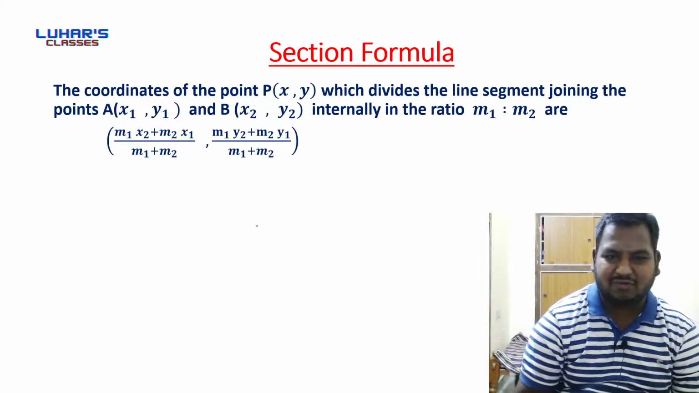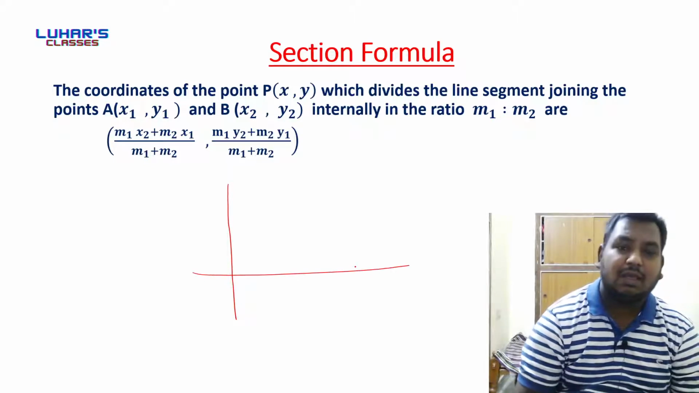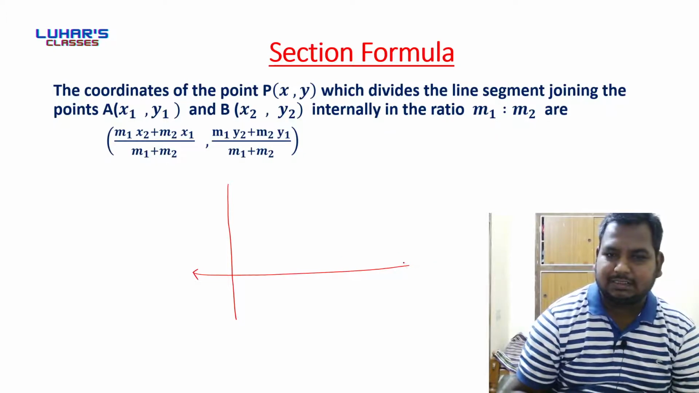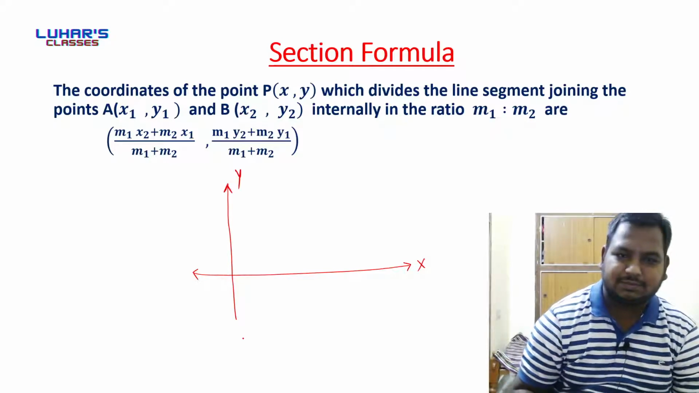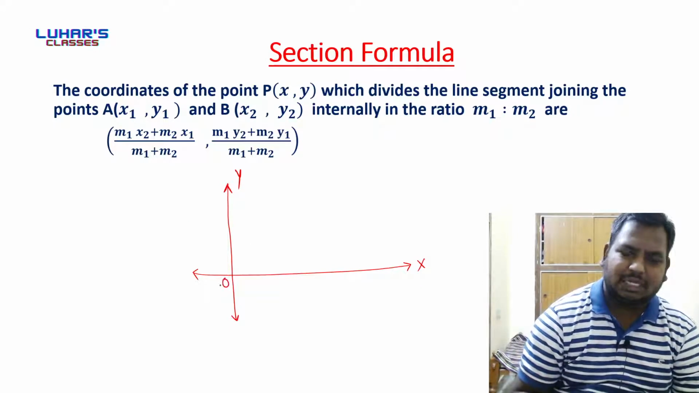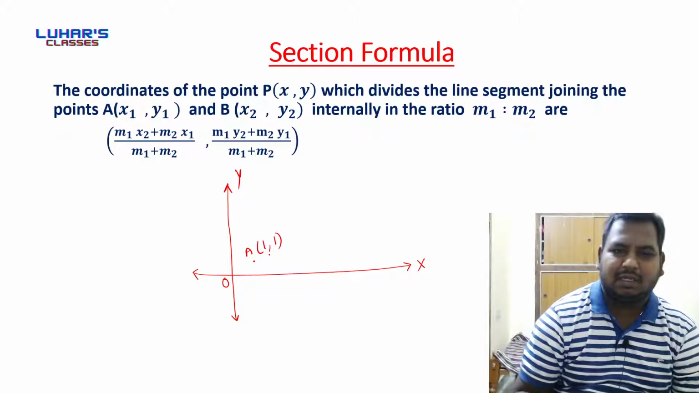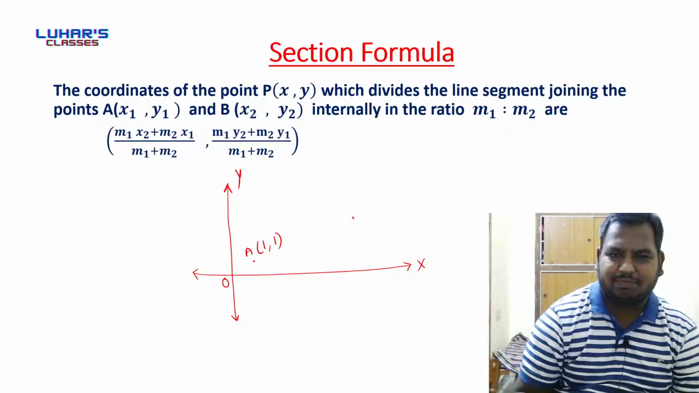Generally we'll have graph paper. So here we have some graph paper. This is the x-axis and this is the y-axis, and this is the origin. Let me take 2 points. Here we have point A, let me take it as 1 comma 1, and we have one more point. I'll take point B here. Point B is 6 comma 4.